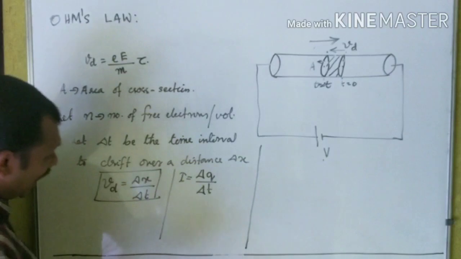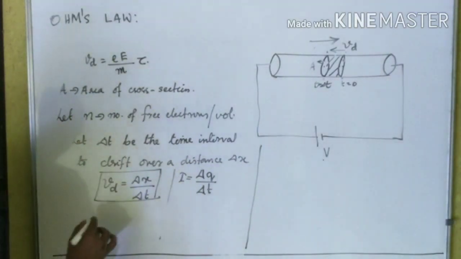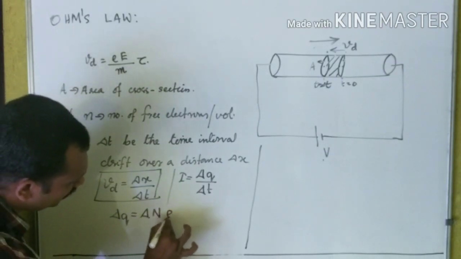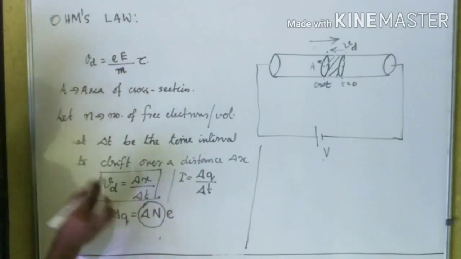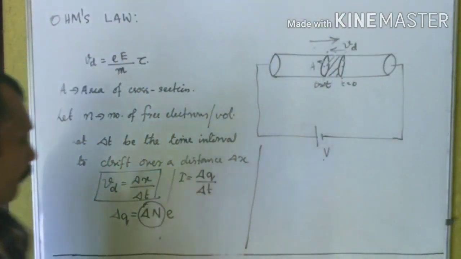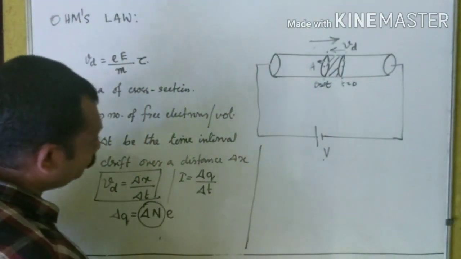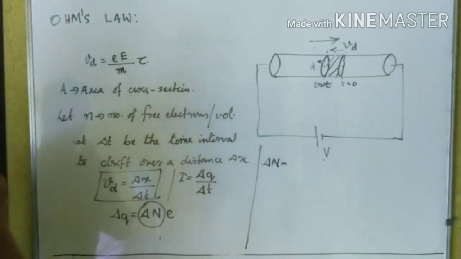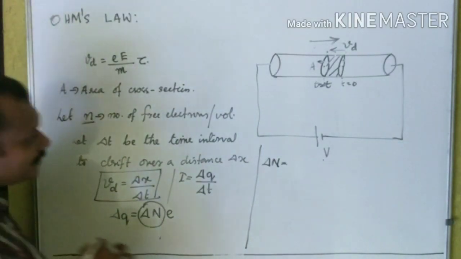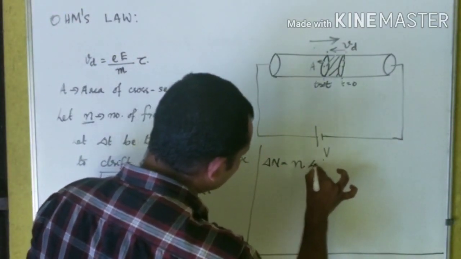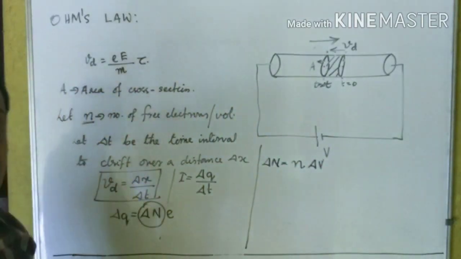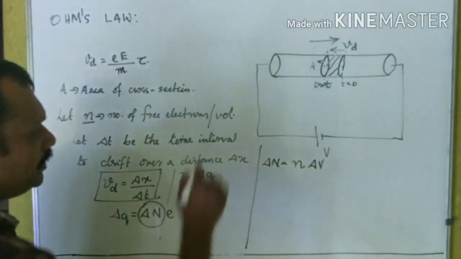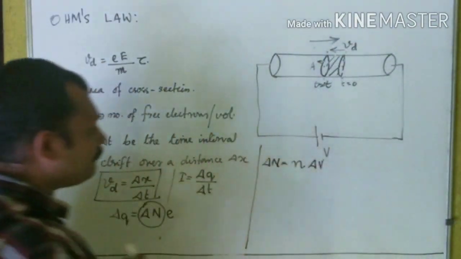Let delta n be the number of charge carriers. Before that, I can write delta Q is equal to delta n into e. What is delta n? It's the number of charge carriers in the region. I can write delta n is equal to small n into delta V. What is delta V? It is the volume of the so considered region.